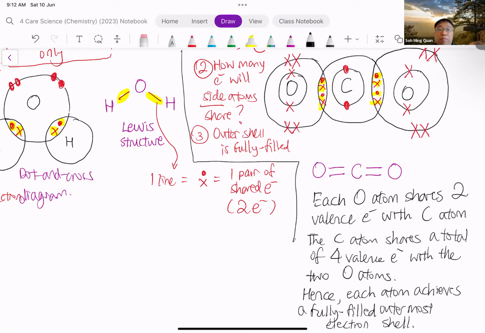Okay, so you must also be good at describing this in words. How many electrons are shared? Okay, so it's easier to describe it this way. All right, so please ensure that you take this down, the dot and cross diagram, the Lewis structure, as well as the description. All right.